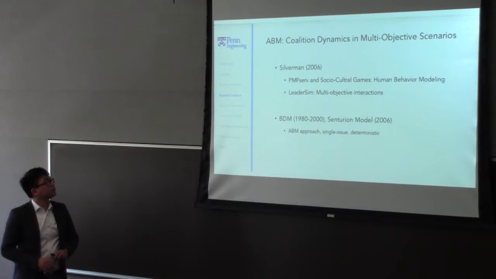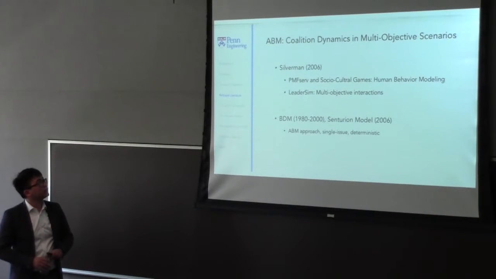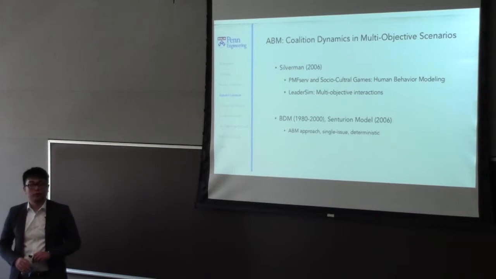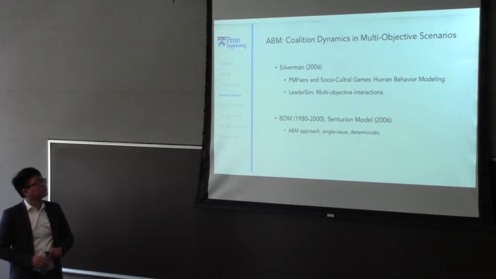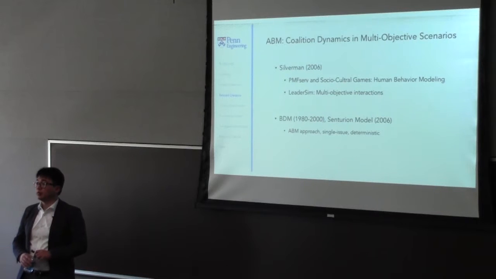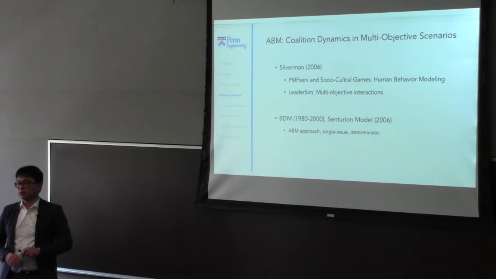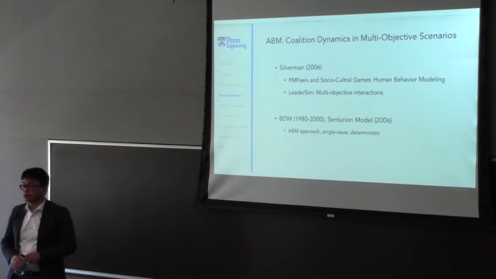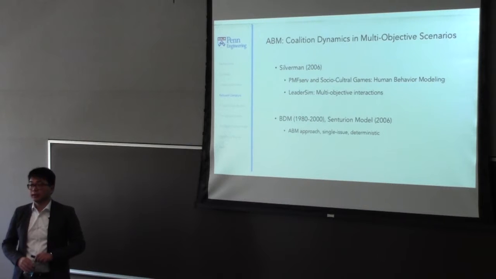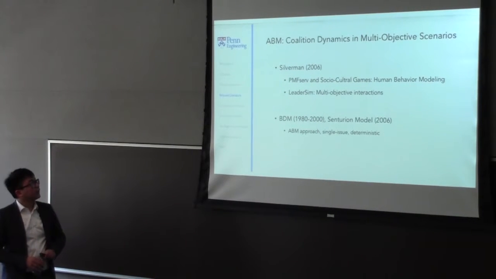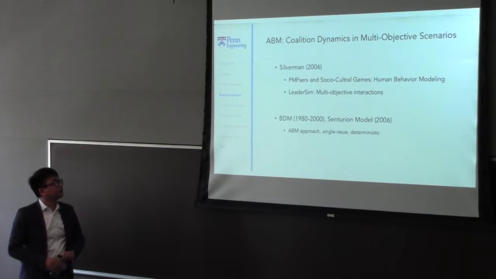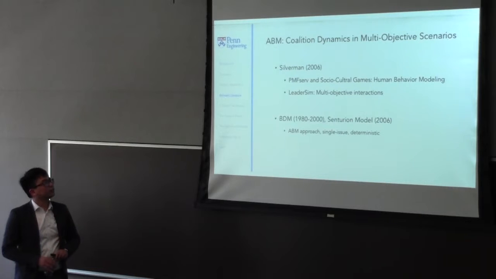So there are three models on coalition dynamics with multi-objective scenarios. The first one is the development model, where we had the PMF server and sociocultural games. It was primarily focused on human behavior modeling. We synthesized the cognitive science models and built things like a GSP tree, where we have the goals, standards, and preferences for the agents, the set of rules by which they act and make choices. As an extension of it, the lab built a leader sim back in 2006 with multi-objective interactions.